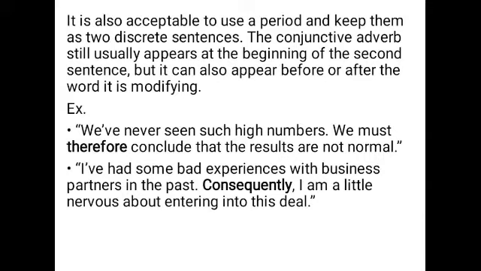And it is also acceptable to use a period and keep them as two discrete sentences. The conjunctive adverb still usually appears at the beginning of the second sentence, but it can also appear before or after the word it is modifying. So instead of using a semicolon, it is also acceptable to use a period, but there will now be two discrete sentences. For example below, we've never seen such high numbers.